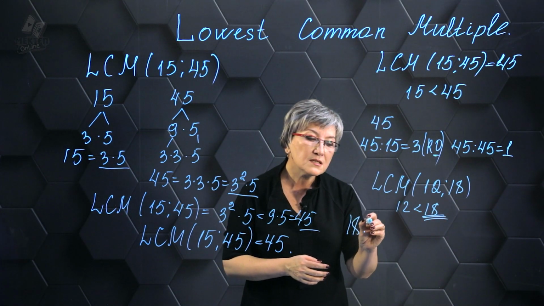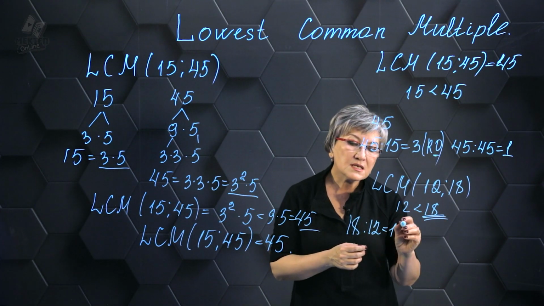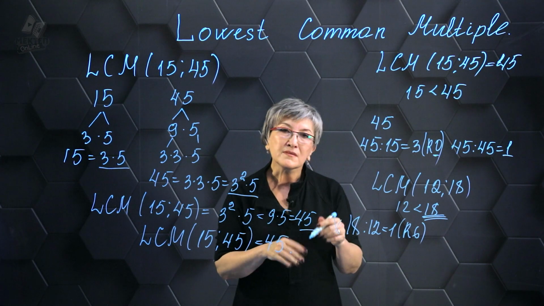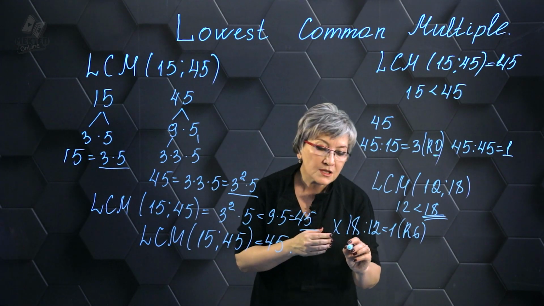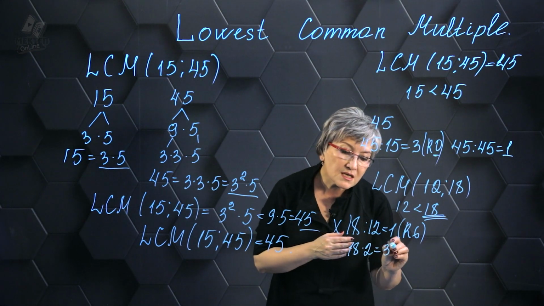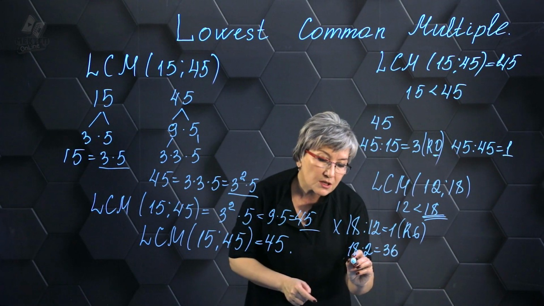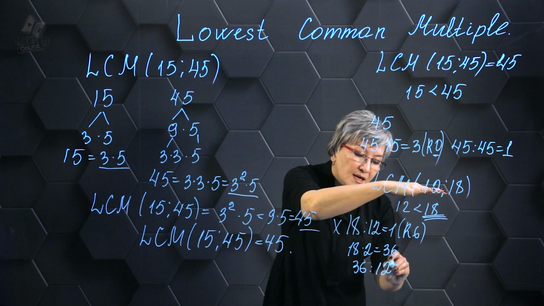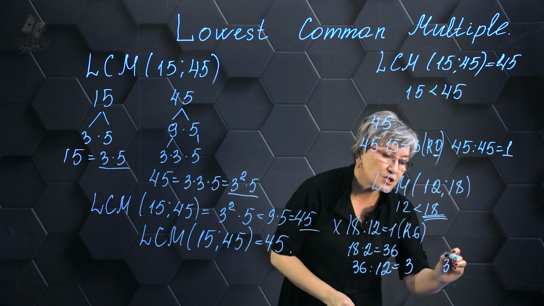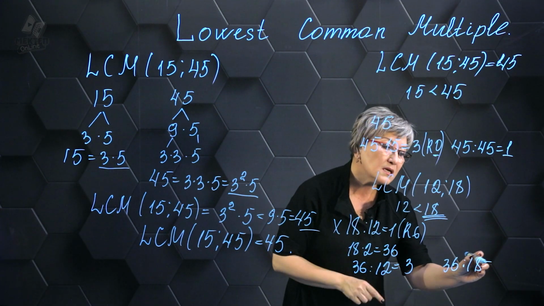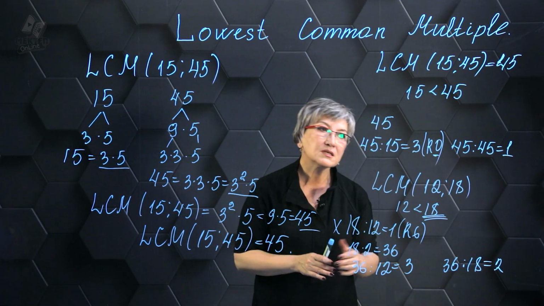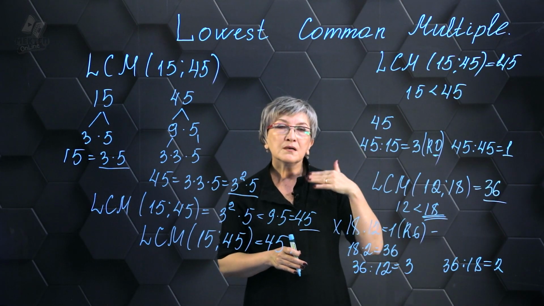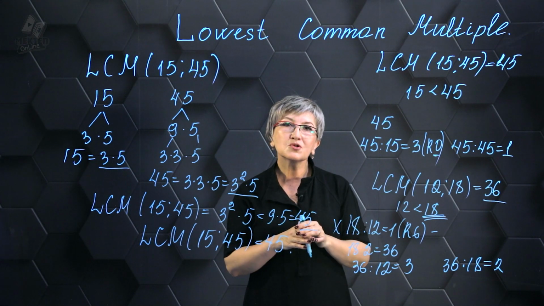I divide 18 by 12. 18 divided by 12 is 1 with a remainder of 6. So it doesn't divide right away. It doesn't fit. So what do we do? I multiply 18 by 2. So I have 36 and I'm working with this number, 36. I check if 36 is divisible by 12 and 18. Yes, when divided, it's 3 and 2. No remainder here nor there. The outcome is 36, and this will be the least common multiple. So by going through these numbers, you can find the least common multiple more quickly.